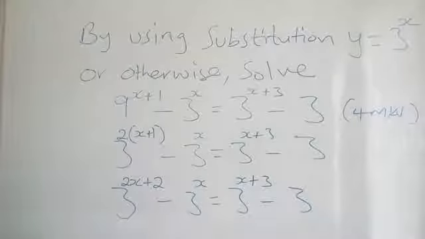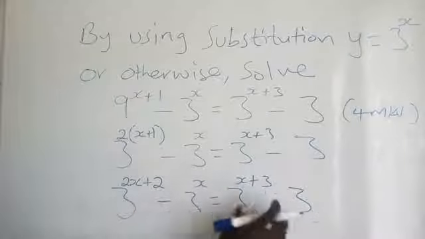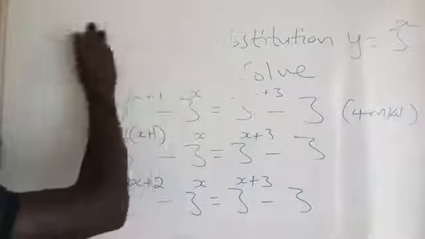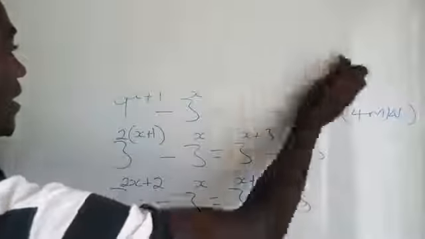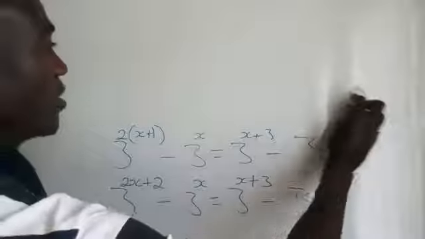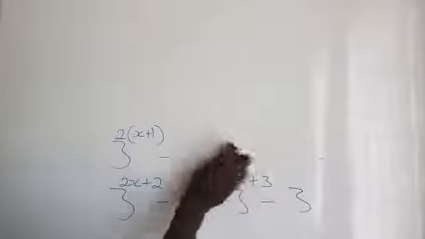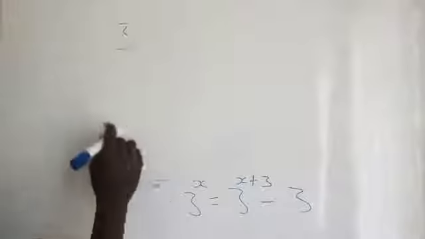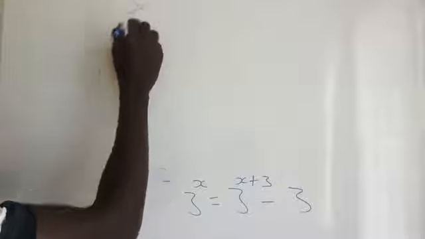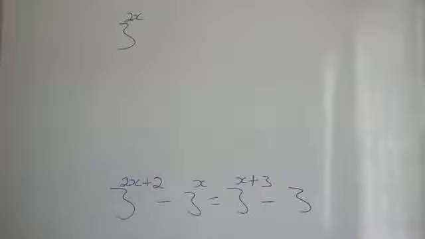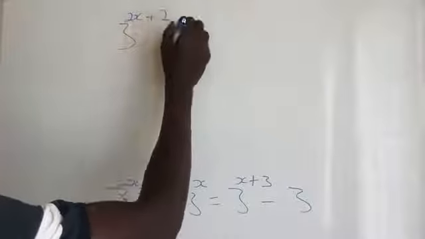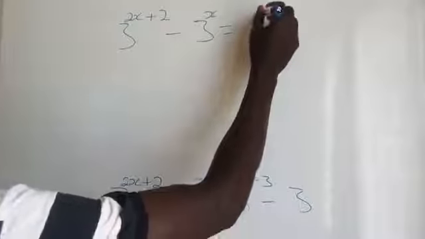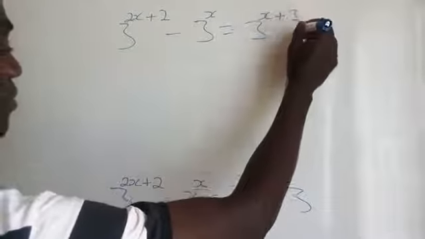The next step, I want this to come to this side. I want to equate this equation to 0, so I want this to cross over to this side. So this is what is going to happen. So this will be 3, 2 power x plus 2 minus 3 power x is equivalent to 3x plus 3 minus 3.